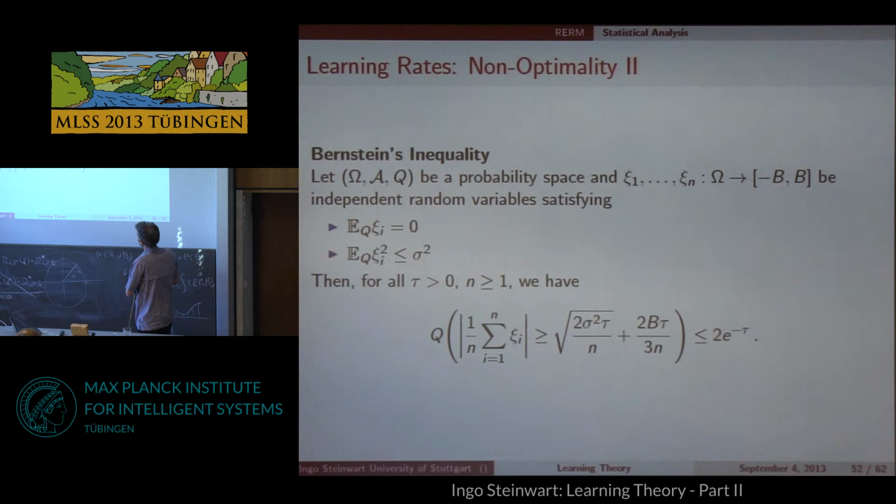The difference compared to Hoeffding's inequality is the following. In Hoeffding's inequality, we had to replace the sigma squared by b squared, and this term wasn't there. So in Hoeffding's inequality, we did not have this term here, and the square root of n term had a leading factor of b rather than sigma. Now, if sigma is small, this may make a difference. No, Bernstein's inequality is not really a generalization of Hoeffding's inequality.